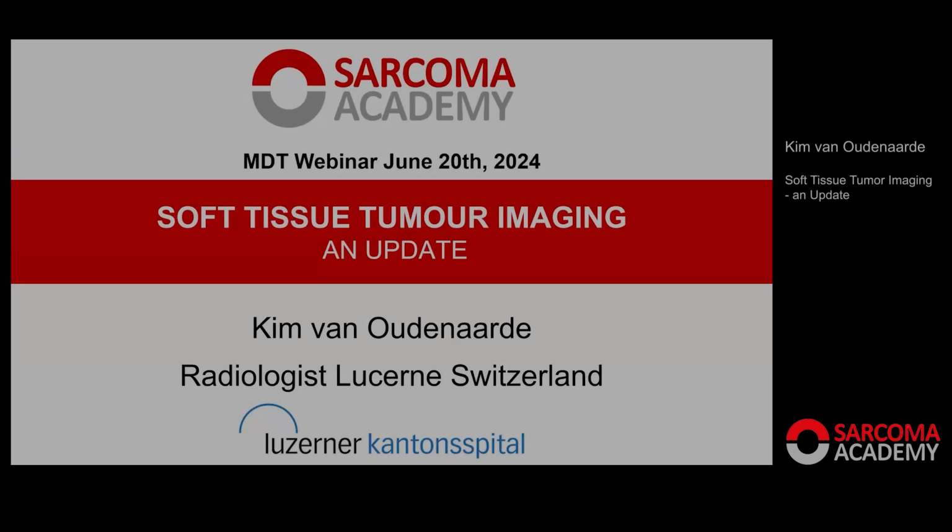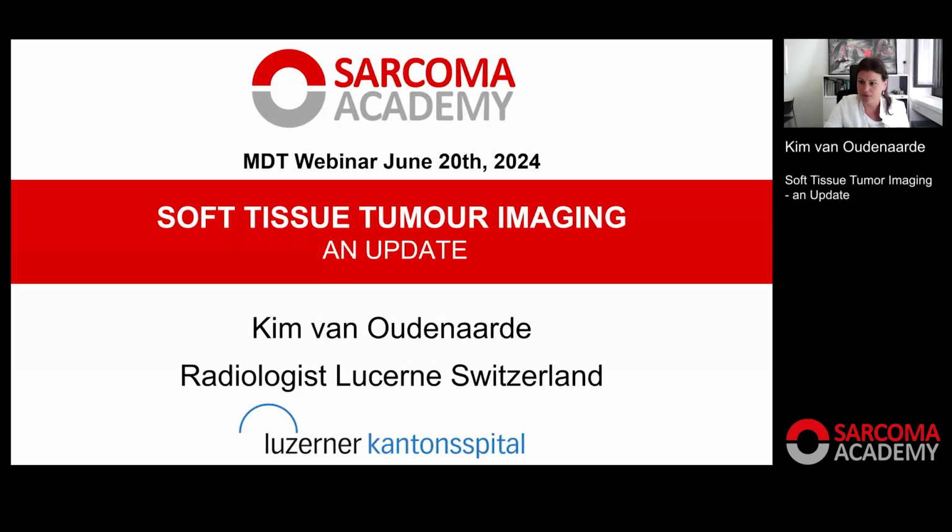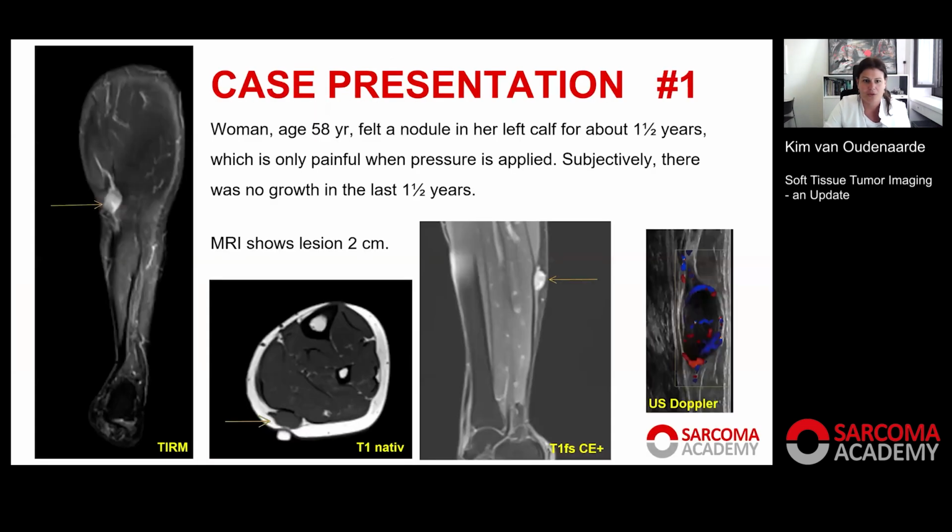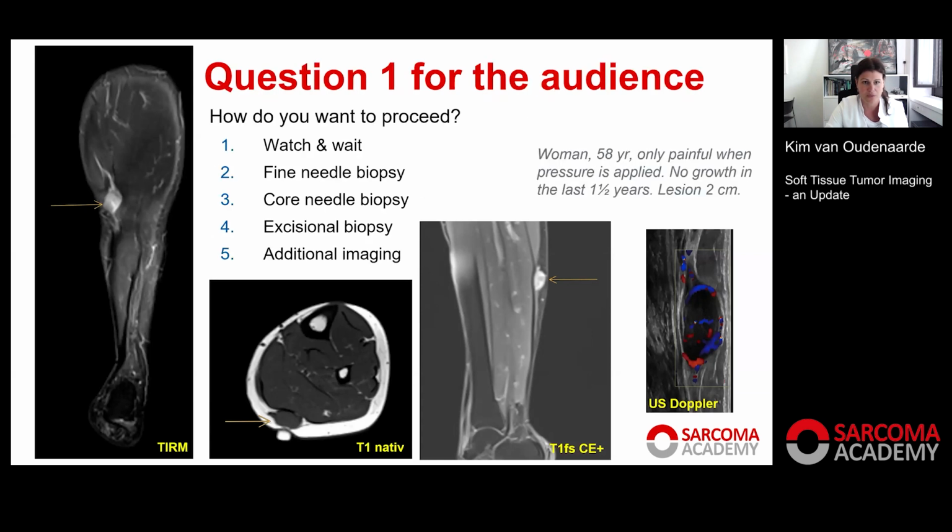Thank you, Bruno, for the introduction. So today I will talk about the new radiology guideline for soft tissue tumor imaging. To start off, I have some warm-up cases for you, and I would love to hear the opinion of the public. The first case: a woman, 58 years old, felt a nodule in her left calf for about 1.5 years, which is only painful when pressure is applied. Subjectively, there was no growth in the last 1.5 years, and the MRI shows a lesion of 2 centimeters.